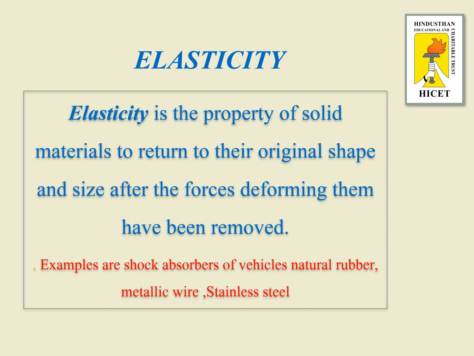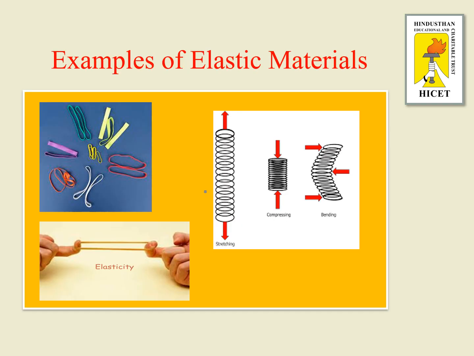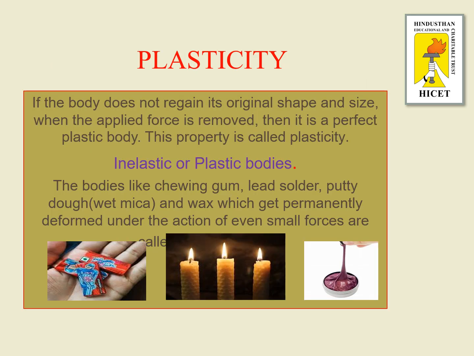Elasticity is the property of solid materials to return to their original shape and size after the forces deforming them have been removed. Examples are shock absorbers of vehicles, natural rubber, metallic wire and stainless steel. Here is the diagram showing the examples of a few elastic materials like rubber band and springs, which elongate when they are stretched. Now let us see what is plasticity.